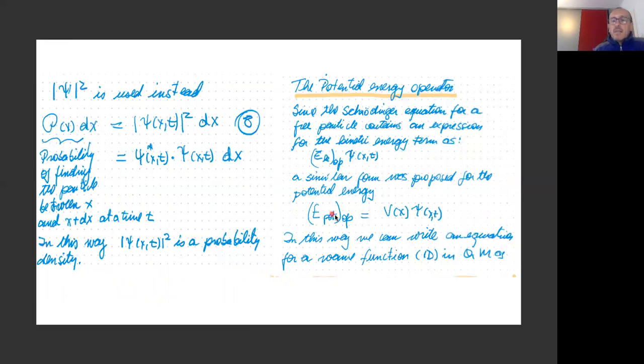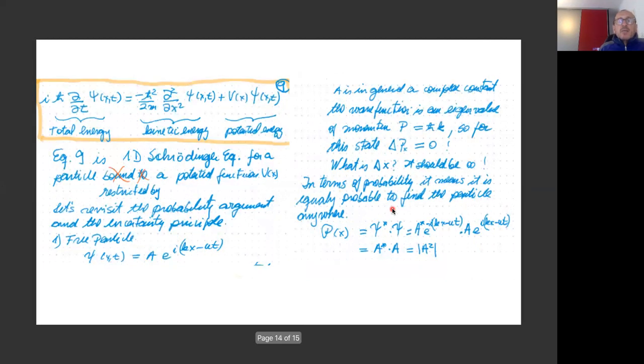That means the potential energy operator for our equation will be simply the confining potential, or whatever potential it is, V(x). It could be a repulsive potential, an attractive potential. It doesn't have to be a confining potential. Any potential which is a function of position, multiplied by the wave function. So this will be the potential energy operator acting on phi.